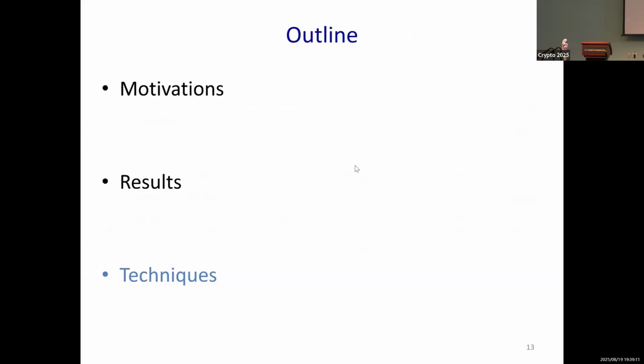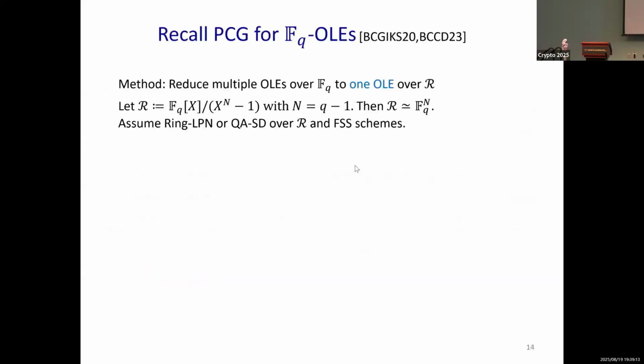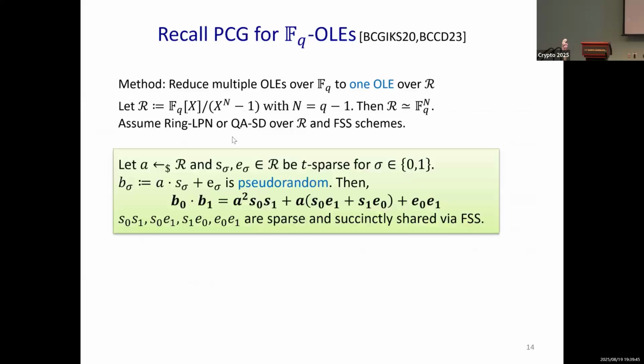Next, we present our techniques. We first recall the PCG construction for F_q OLEs. The idea is to reduce multiple OLEs over F_q to one OLE over a polynomial ring. The polynomial ring is defined in this form. In fact, the polynomial ring is isomorphic to F_q^n. Assume the RLPN assumption and the QASD assumption over this polynomial ring and function sharing schemes. We can obtain a PCG construction.